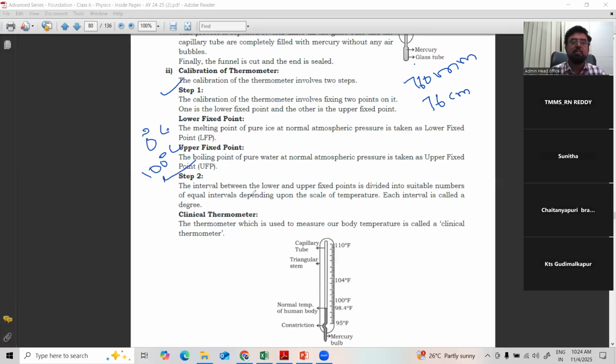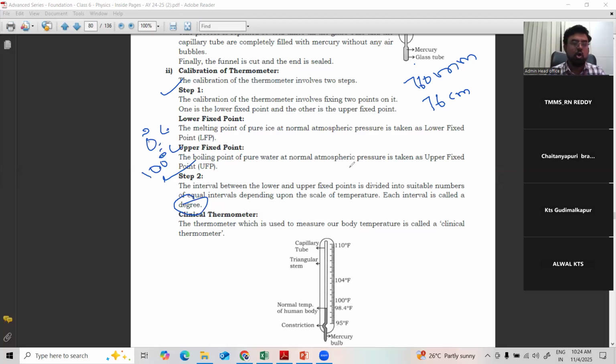The interval between the lower and upper fixed point is divided into a suitable number of equal intervals depending upon the scale of temperature. Each interval is called a degree. For example, 0 to 100, they make 100 marks: 0, 1, 2, 3, 4, 5, 6, up to 100. Each division is called a degree. 1 degree Celsius, 2 degrees Celsius, 3 degrees Celsius, up to 100 degrees Celsius. Like that, they do the calibration as per the requirement.